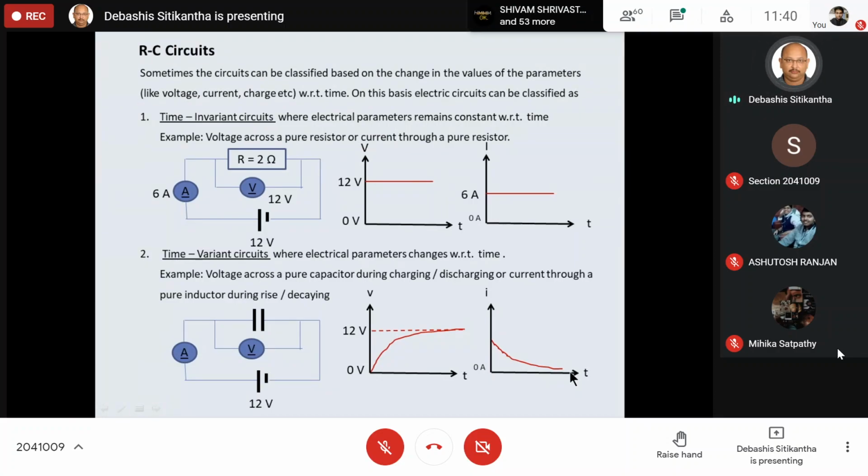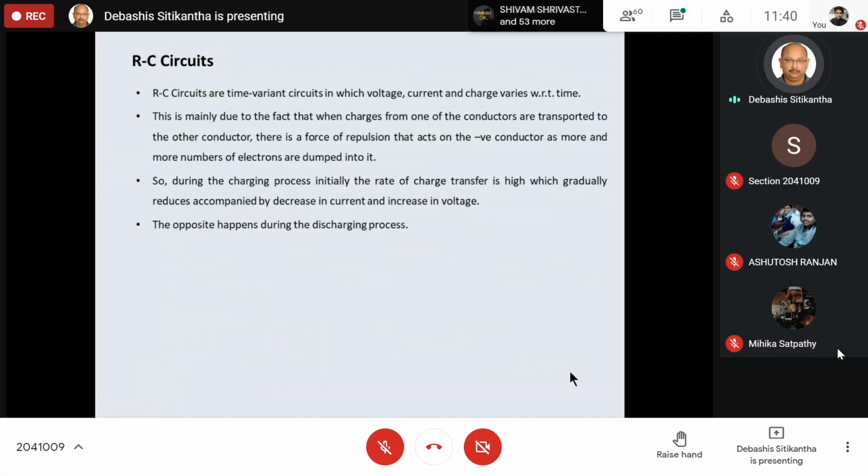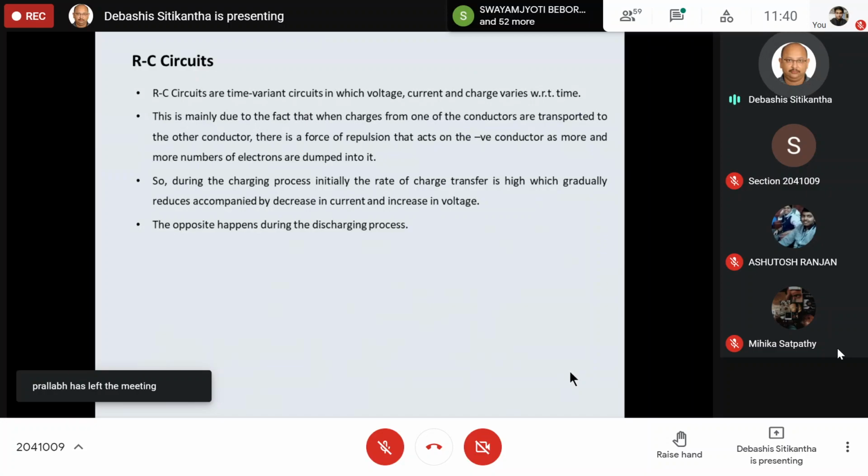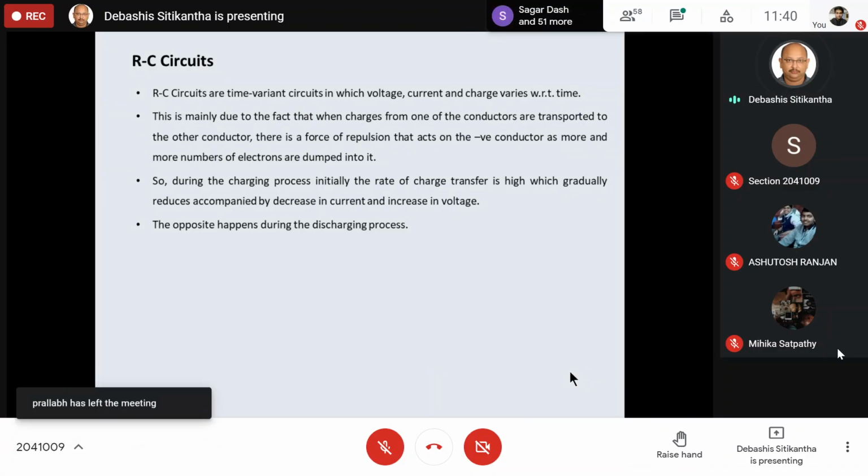Right now we will only concentrate on the RC time variant circuit. There, we will learn about this RC circuit, why it is time variant, and how in the charging and discharging process the charge, voltage, and current are changing with respect to time. All this stuff we will cover in this chapter.